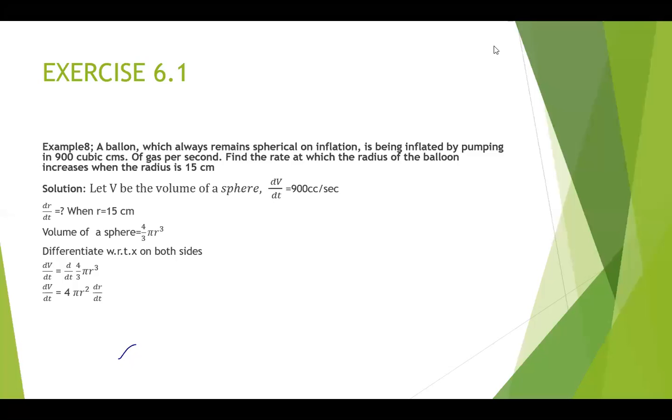Hello students, this is the fifth video on rate measure. In this video also, I am continuing the examples of exercise 6.1, and these examples are very important for your examination purpose.